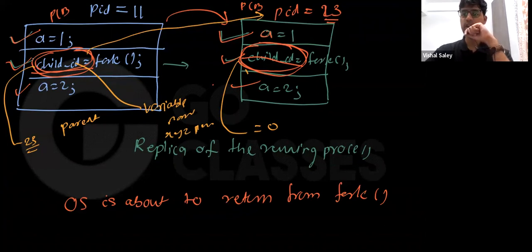Since fork is just creating the replica, can we say the same process can have two process IDs, or are they separate? Again, these are separate processes. A process will only have one single process ID. Every process has only one process ID. This is a replica, which means it's a separate process itself. That's it.